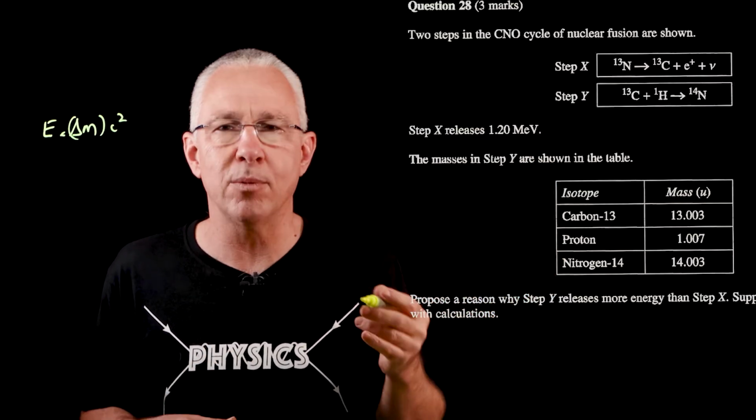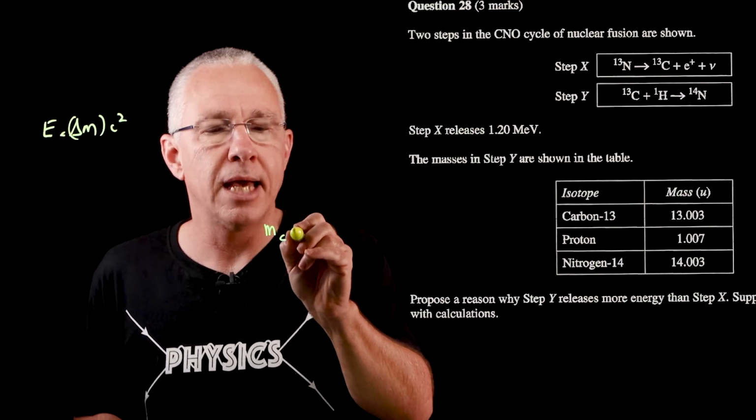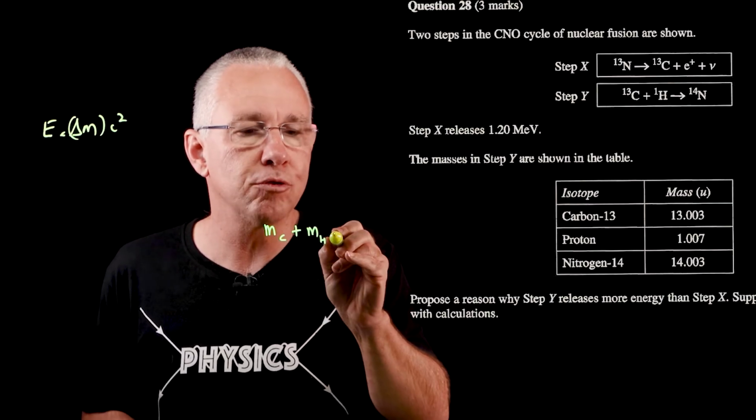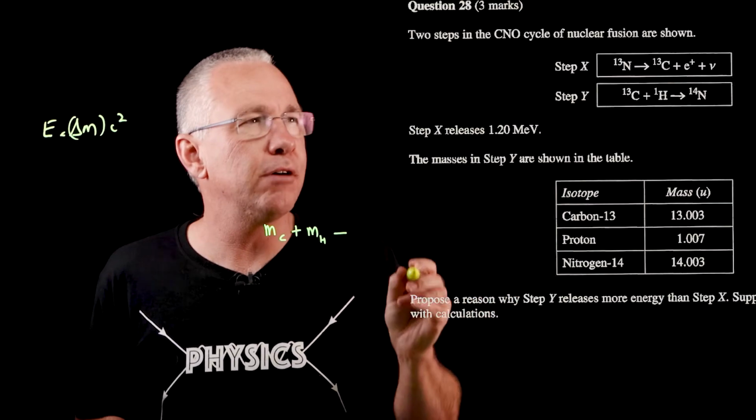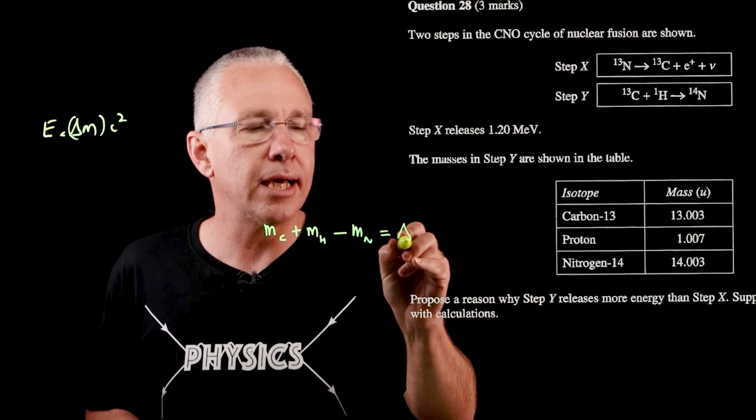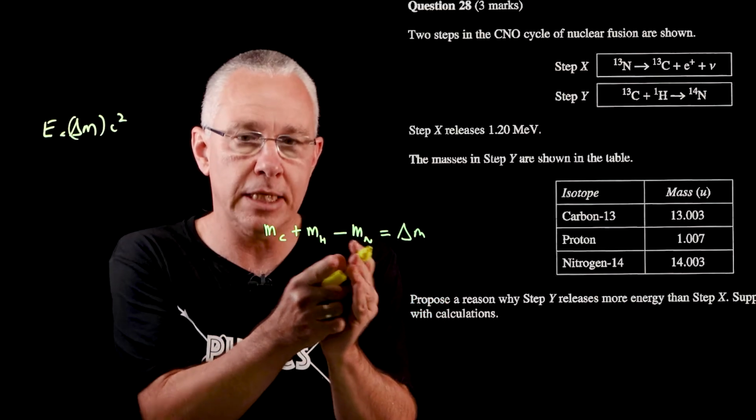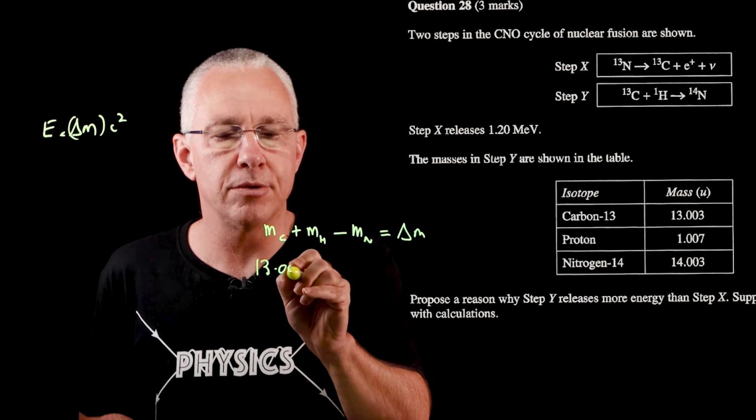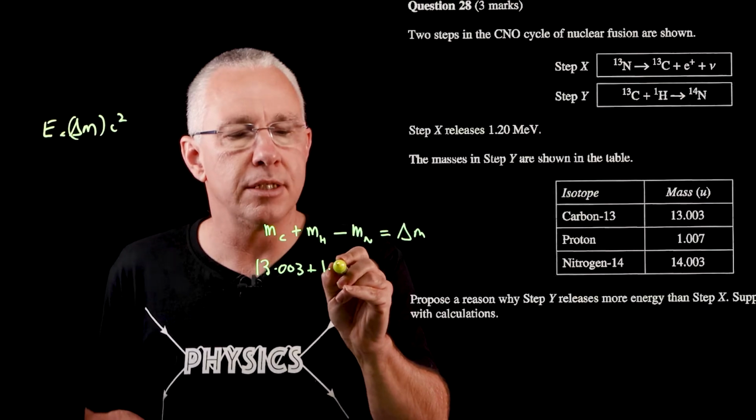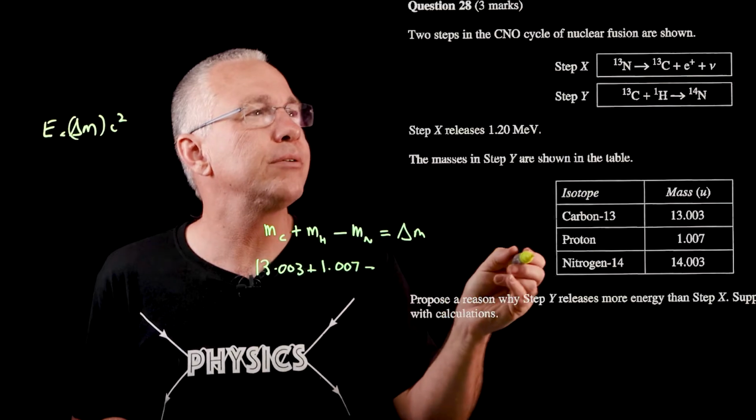We need to look at these things here. Can we work out what the mass defect is? So I have the mass of carbon and our mass of hydrogen. Then if I subtract the mass of what we have left over, which is our nitrogen here, what we end up getting is a change in mass, because this mass here is greater than that mass over here. 13.003. Our hydrogen, or a proton, is 1.007. And then subtract our value of 14.003.